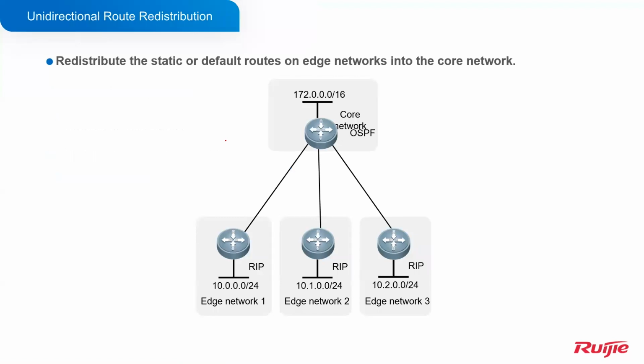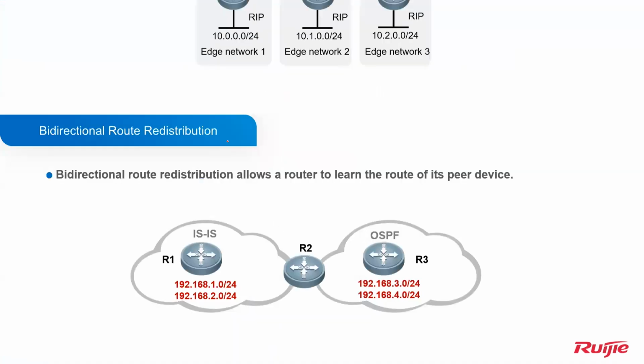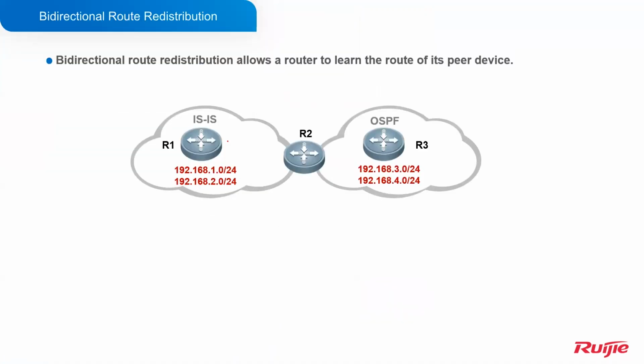Okay. And next, let's see some cases. The first case is unidirectional route redistribution. It means we just need to redistribute the route from the edge to the core network. But we don't need to redistribute the route from the core network to the edge network. This is called unidirectional route redistribution. It's quite easy to understand. Except that, another type is called bidirectional route redistribution.